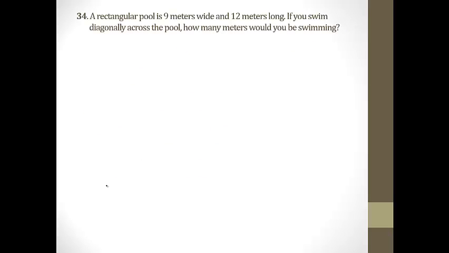All right, number 34. Another word problem. A rectangular pool is 9 meters wide and 12 meters long. If you swim diagonally across a pool, how many meters would you be swimming? So I always find it useful to draw pictures when my word problems involve shapes. So I'm drawing a picture of a nice rectangular pool that's 9 meters wide and 12 meters long. I'm going to swim diagonally across the pool. Well, that would be here.